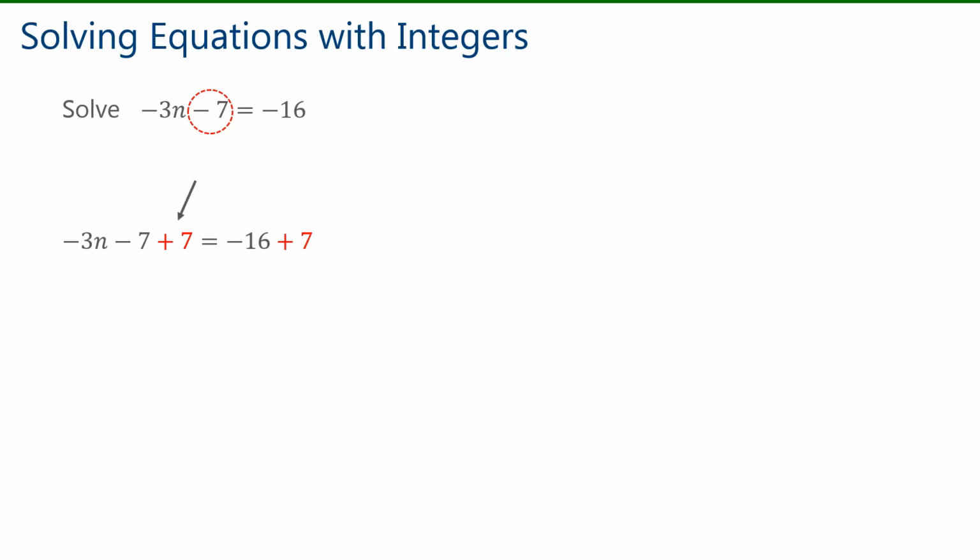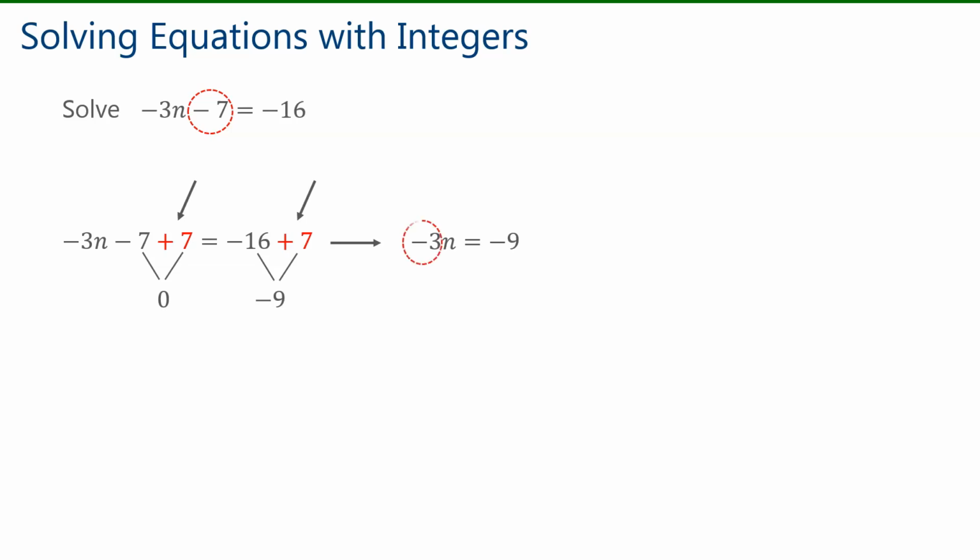So we're going to add a 7 to the left-hand side, and whatever we do to the left-hand side, we need to do to the right-hand side as well. Negative 7 plus 7 equals 0, and negative 16 plus 7 equals negative 9. On the left-hand side, we have negative 3n, and on the right-hand side, we have negative 9.